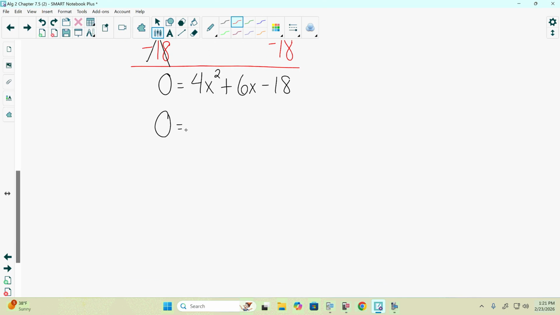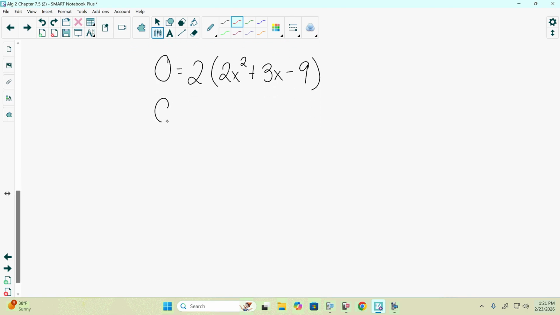Getting us to this point here. So we have 4x squared plus 6x minus 18 is equal to 0. Now the next thing we can do is factor out the greatest common factor, which in our case is 2. So we're going to divide each of these terms by 2 and put that greatest common factor 2 in front, telling us that we have 2 times 2x squared plus 3x minus 9.